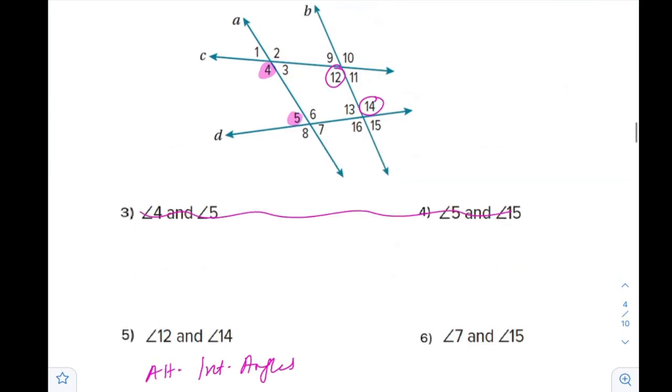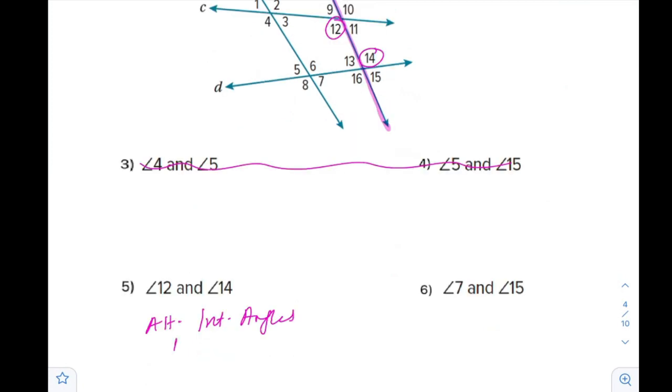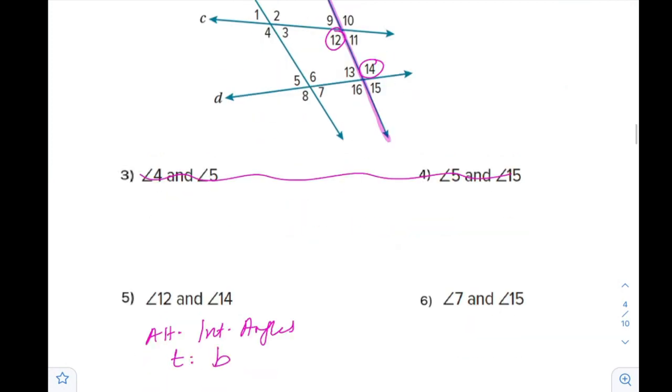Why? Because both are lying on the same transversal. One to the right, one to the left, and both are interior. So the transversal in our case is B, line B.